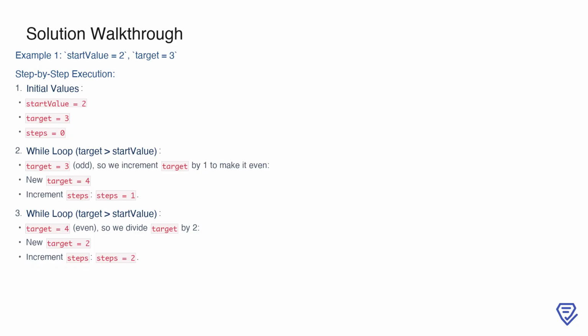This changes the target to 4, and we increment the steps counter to 1. Next, since the target is still greater than start value, we stay in the loop. Now, the target is 4, which is even, so we divide it by 2. This reduces the target to 2, and we increment the steps counter again, making it 2.